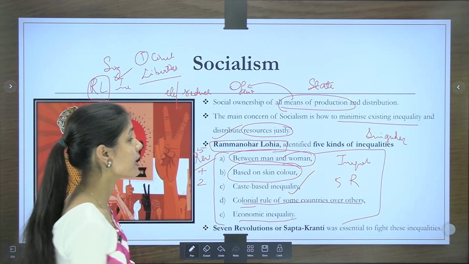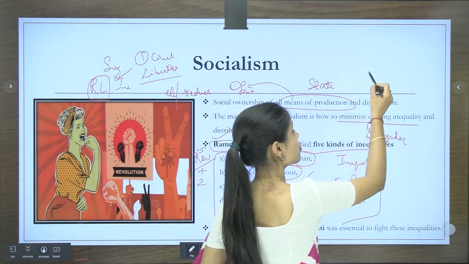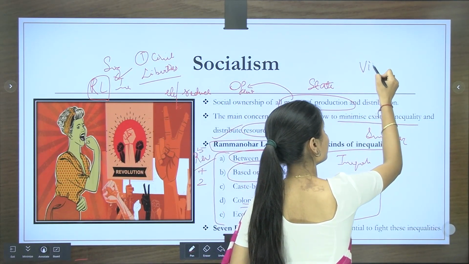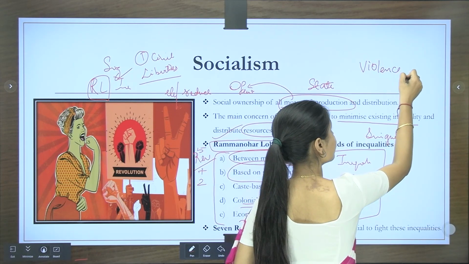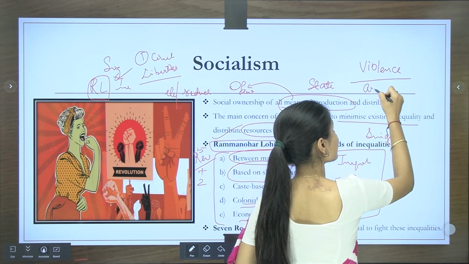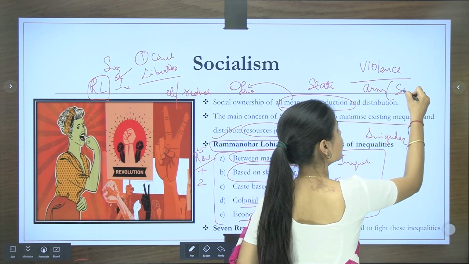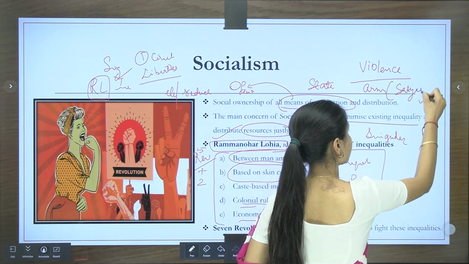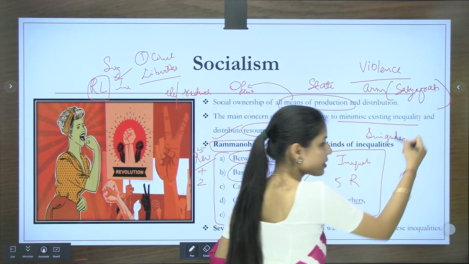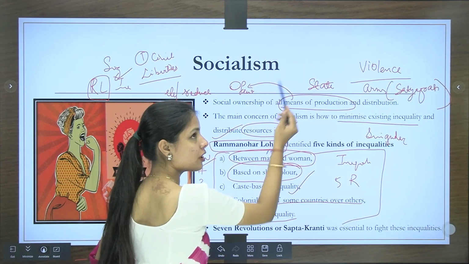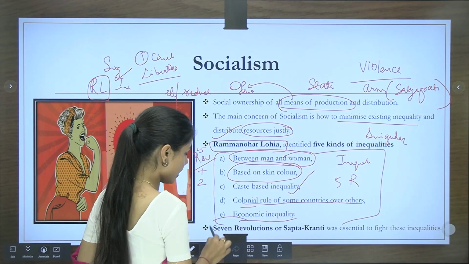And finally he says we need a revolution to eliminate violence. To eliminate arms and move in the direction of satyagraha. So here is the conclusion. 5 plus 2 would be 7.